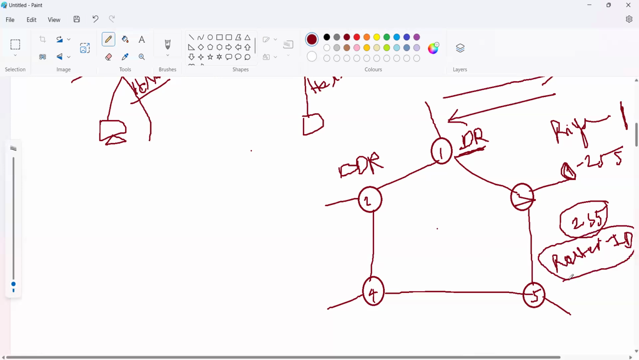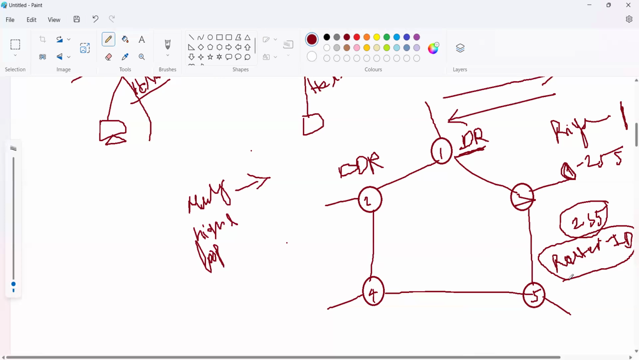Router ID: how can we configure it? Manually we'll configure the router ID as the first preference. If we do not configure the router ID manually, then it will move to the highest physical interface. And if we do not configure that either, then it will move to the loopback interface. Whichever loopback interface is highest will be elected as the router ID.